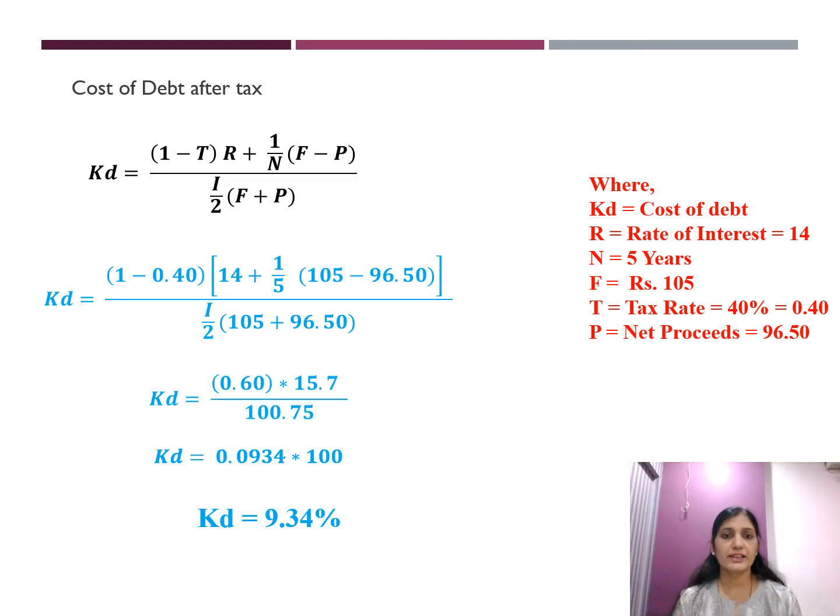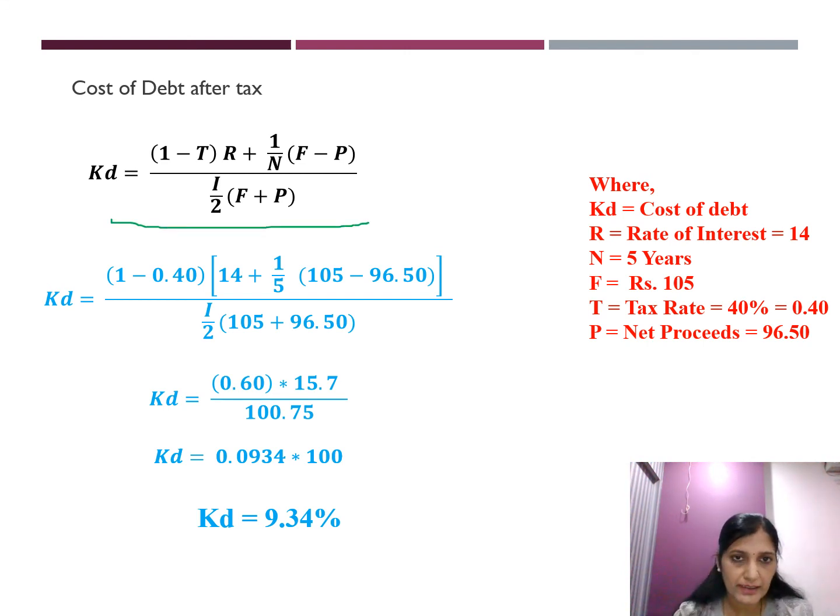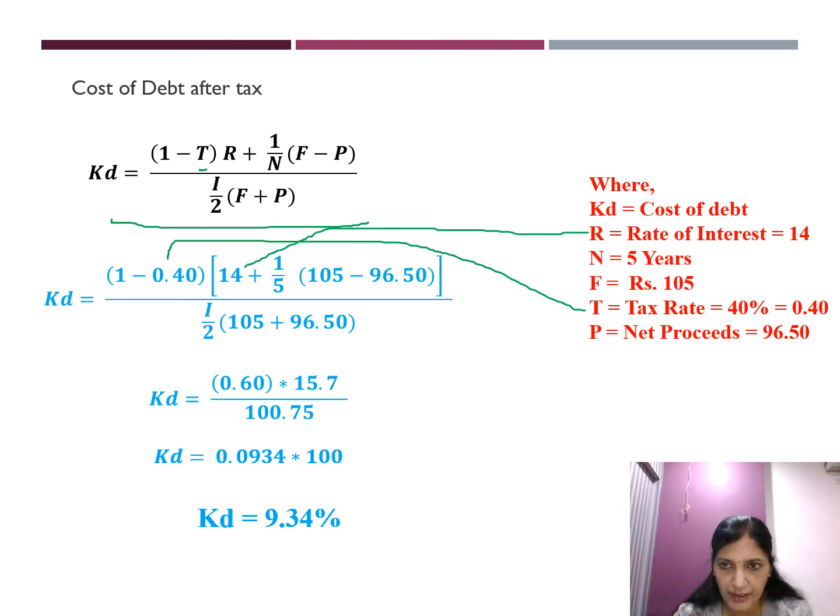Now, cost of debt after tax. We'll go for this same formula over here. I'm taking the same formula, substituted over here. Now here we have to consider this tax rate. So 1 minus T. T is here. From here I have taken tax. Now 14. 14 is what? R. What is our rate of interest? This I have taken over here. 14. Clear?